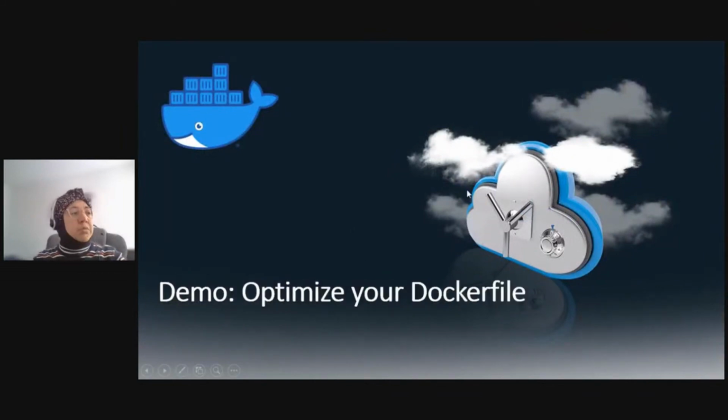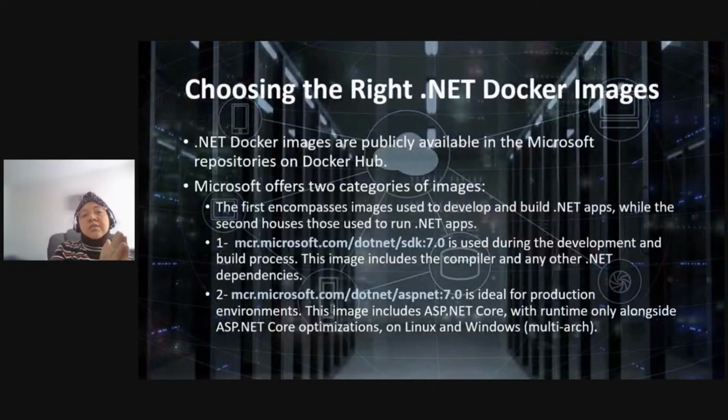After tagging an image, now we see how we can optimize our Docker file. Let's start with the first one: it's better to select the right .NET Docker images. In our case, we work with a .NET application, but it can be Java, PHP, or any other application. So it's better to see the official .NET Docker images that are publicly available in the Microsoft repository on Docker Hub. We always search for our image in Docker Hub.